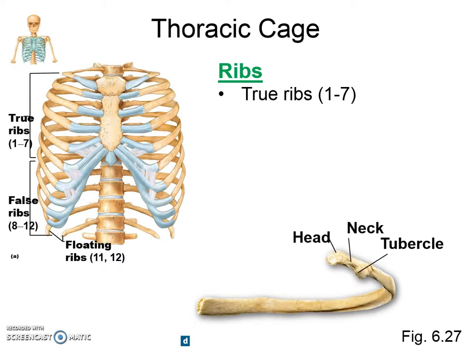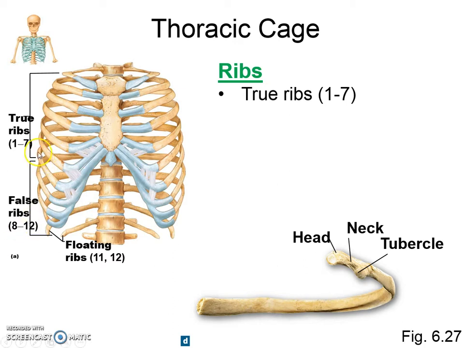The second part of the thoracic cage are your ribs. So here we see all the ribs, and you'll notice that you actually have 12 pairs of ribs. We can break down those 12 pairs of ribs into true ribs and false ribs. So the first 7 pairs of ribs are true ribs. So that's here, you can count 1, 2, 3, 4, 5, 6, 7. These are called true ribs because they directly connect to the sternum.